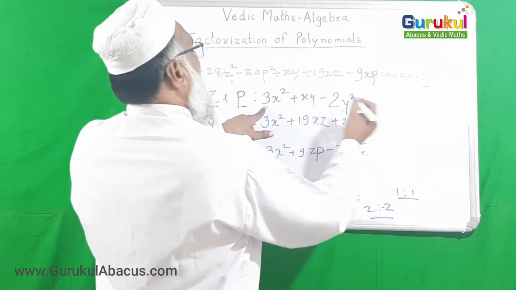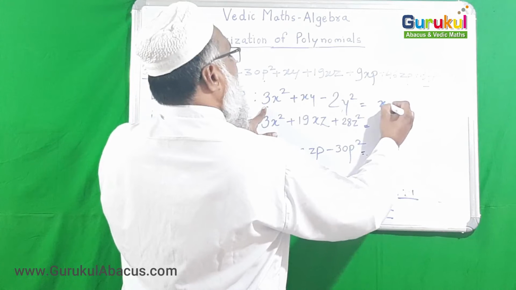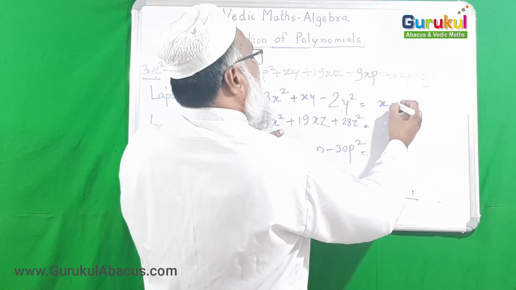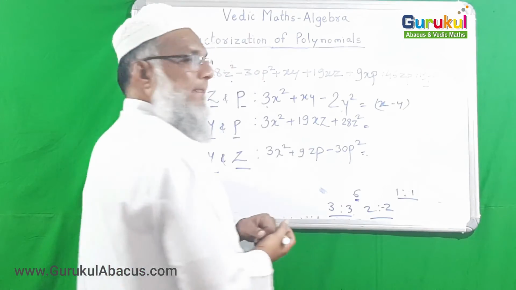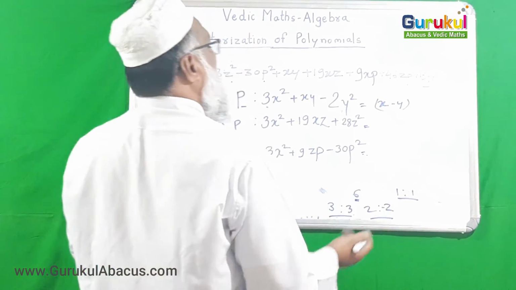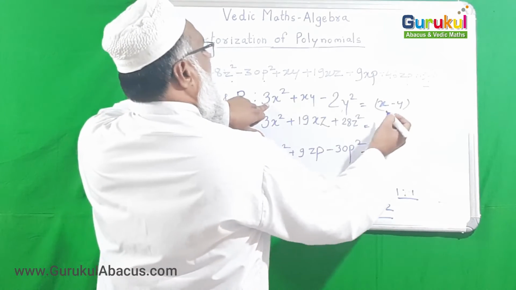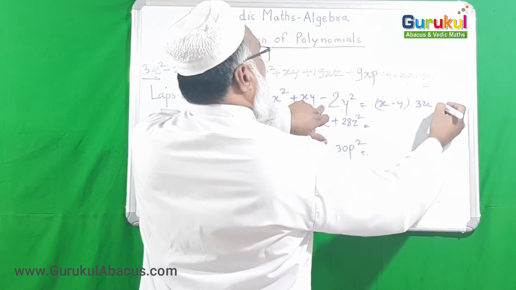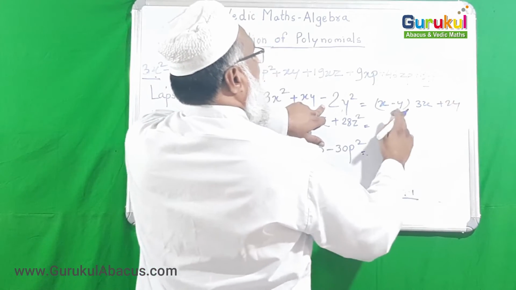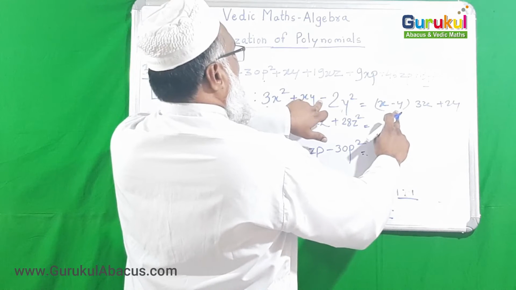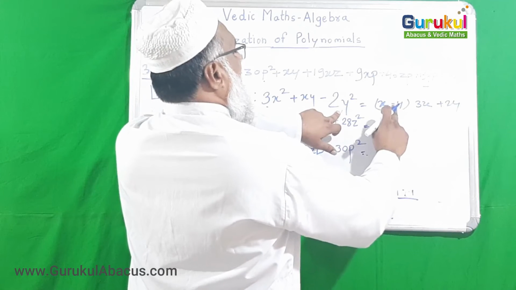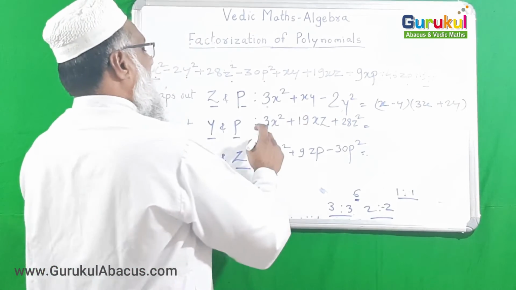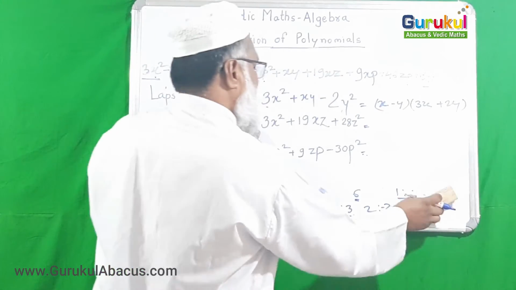So now our first factor is x minus y. Now the second factor we can try: 3x plus 2y. We divided minus 2y² by minus y, so we got 2y. Here we got those two factors. Now think about this much. I will rub this out first.